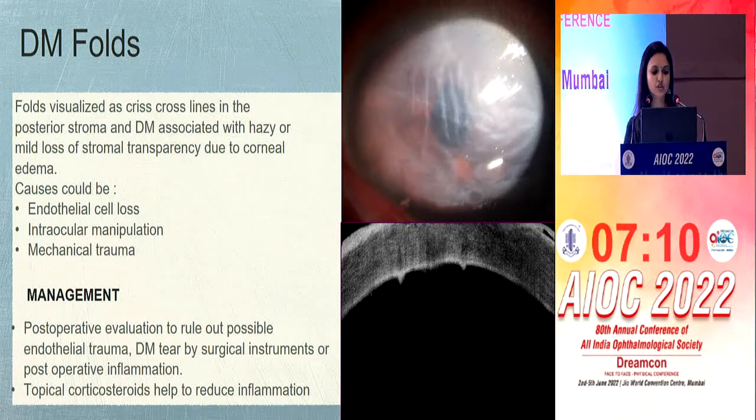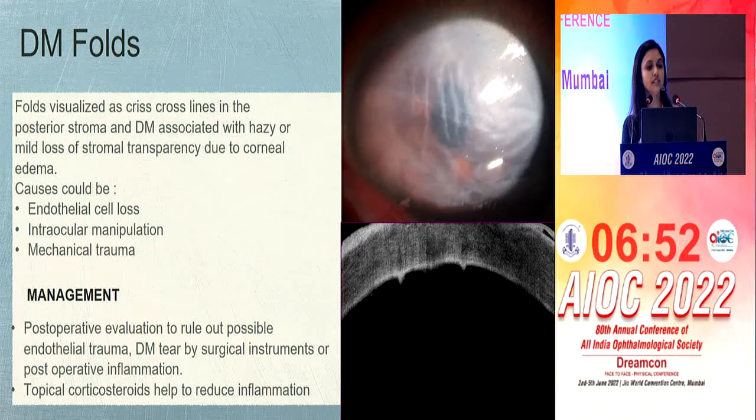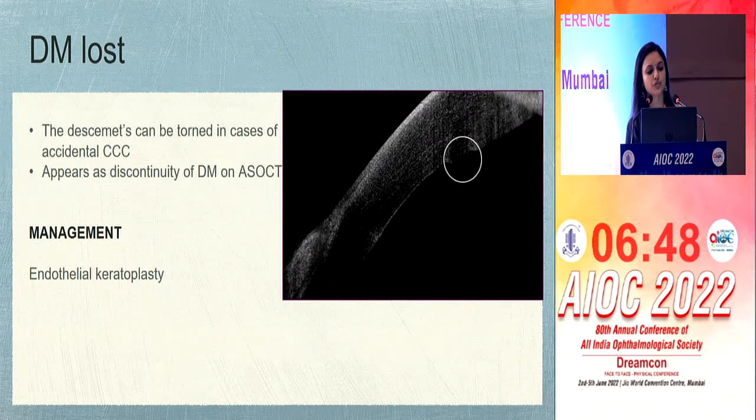It can be because of endothelial cell loss, intraocular manipulation, mechanical trauma. And management is usually wait and watch. You wait for the inflammation to subside. You try to evaluate how you would have probably done this, and topical corticosteroids help to reduce the inflammation. So if you have DM folds instead of a detachment, you don't have to intervene. You have to wait for the inflammation to go down.